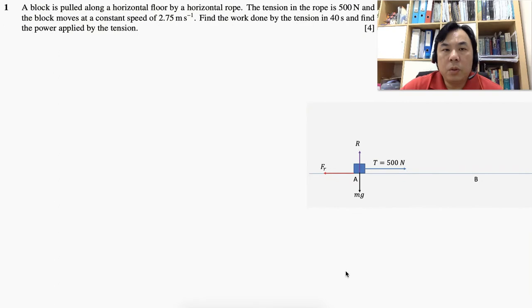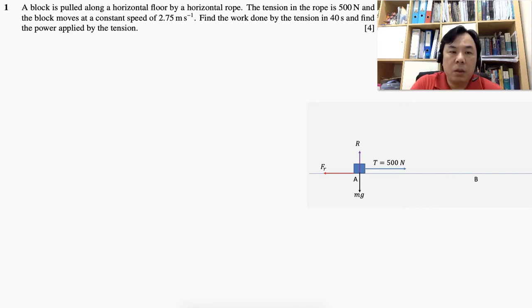Let's look at the first question of A-level mathematics mechanics component, paper 4. Right now, this is one of the compulsory mechanics questions. Okay. Question 1. A block is pulled along a horizontal floor by a horizontal rod. You can see that from the diagram itself. Now the tension in the rod is 500 Newton and the block moves at a constant speed of 2.75. Now find the work done by the tension in 40 seconds and find the power applied by the tension itself.